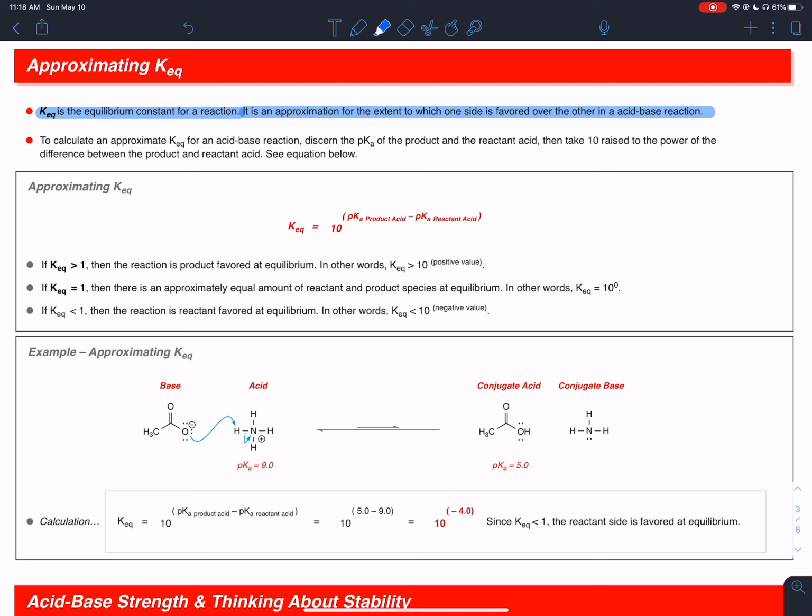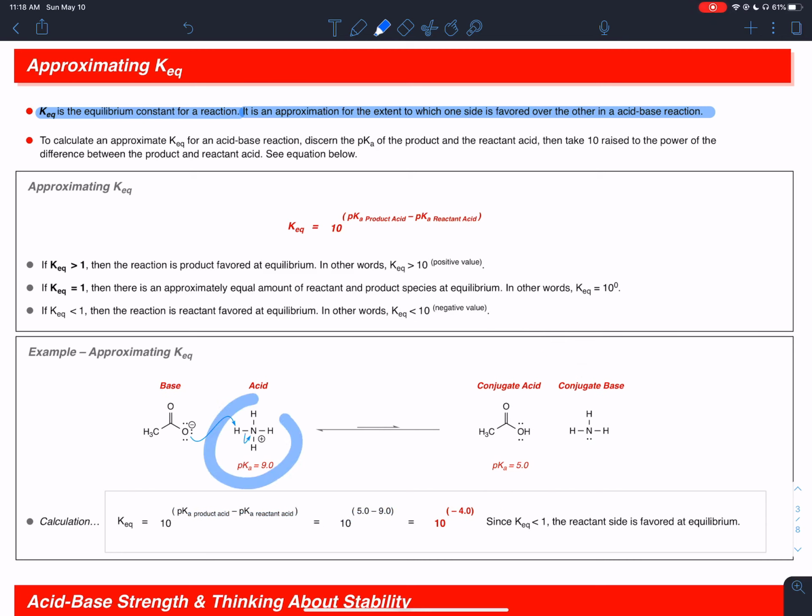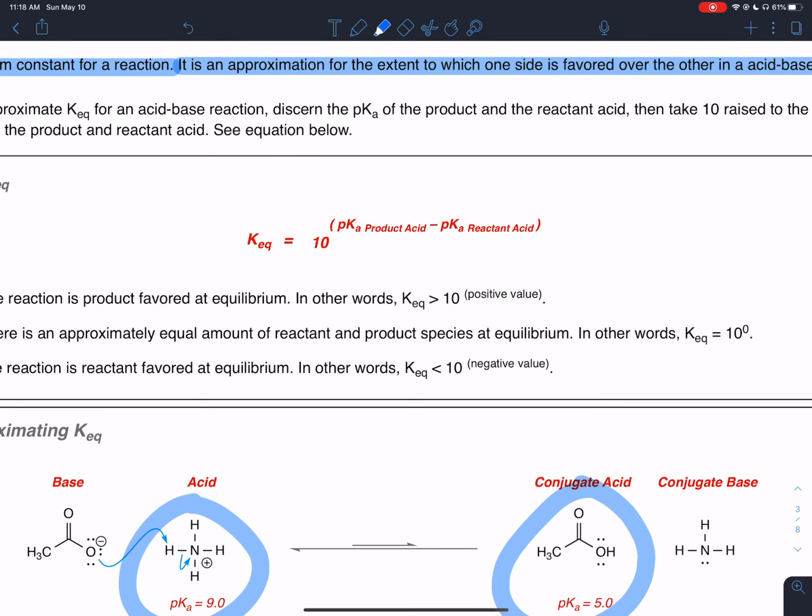Now, to approximate the KEQ for an acid-base reaction, we have to look at the acid-base reaction and find the acids on each side. That's the first step, okay? And then we're going to relate those pKa's to this equation pictured here. KEQ approximately is 10 raised to the exponent, which will be essentially subtracting the pKa of the product acid and the pKa of the reactant acid. Okay, pKa product acid minus the pKa of the reactant acid.